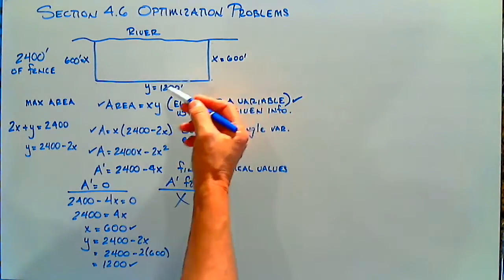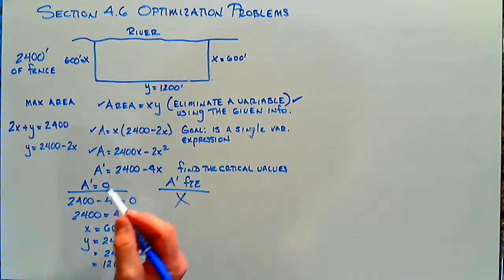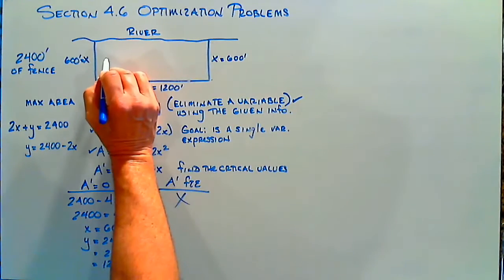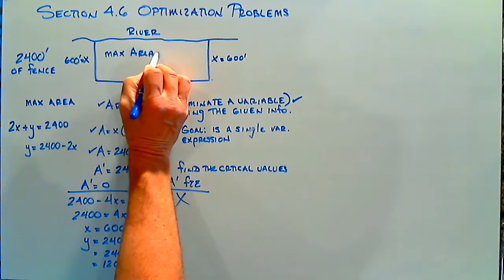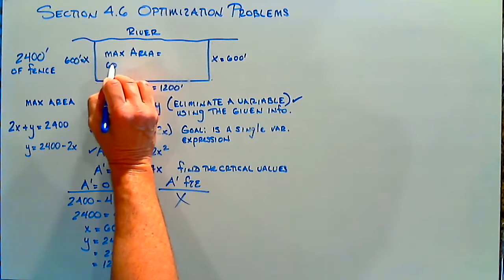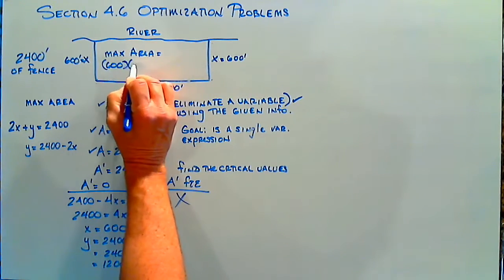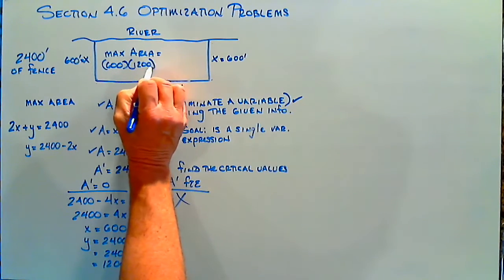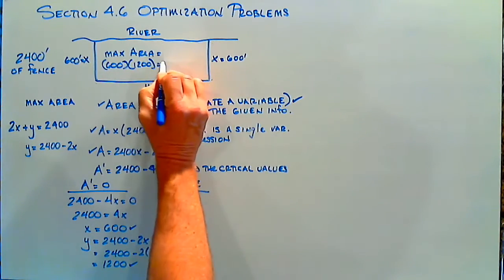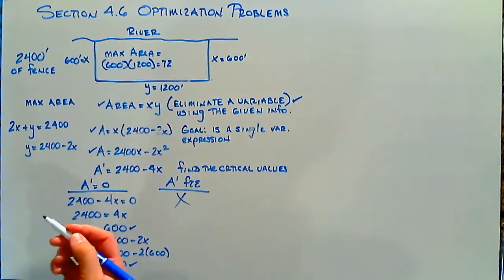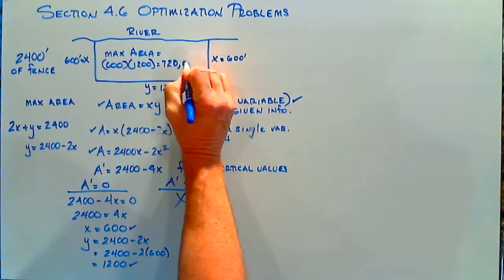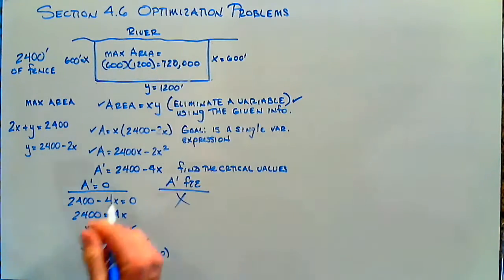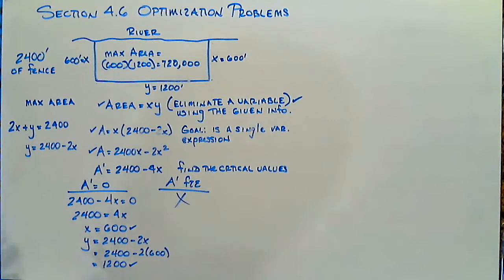Well, now we can find the maximum area, and we can multiply 6 times 12. So the maximum area here for our problem is going to be 600 times 1200, and that's going to give us 6 times 12 is 72, and then we have 4 zeros, so we're going to get 720,000 square feet. Right? That's the maximum area for our feet.